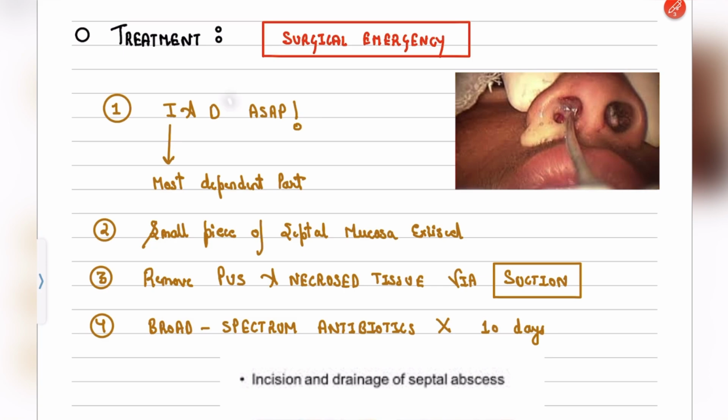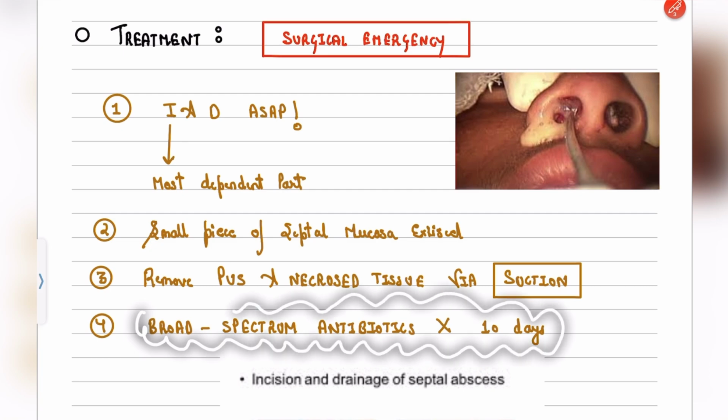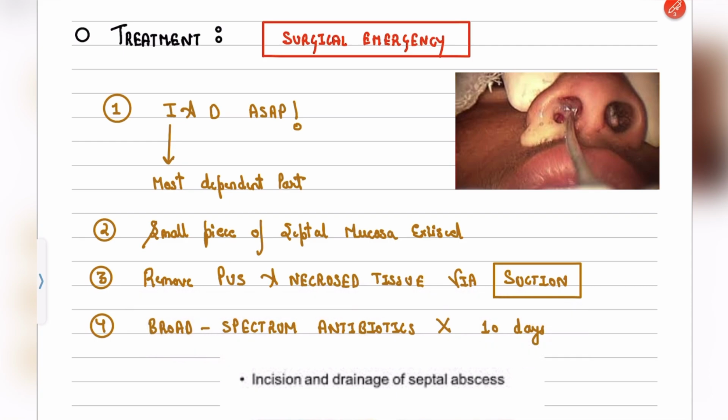Along with I&D, incision and drainage, a small piece of septal mucosa is also excised. Septal mucosa is removed so as to prevent formation of further pus and blood collection. Since there is accumulation of pus, there will be necrosed tissue as well. So we will remove the excess or remaining pus and necrosed tissue with the help of a suction machine. And since it's an infective pathology, we will give broad spectrum antibiotics to the patient for around 10 days.